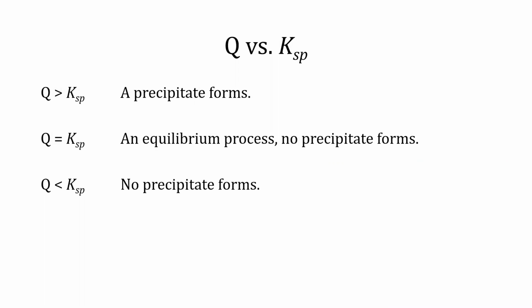If Q is greater than KSP, a precipitate forms. If Q equals KSP, an equilibrium process, and no precipitate forms. If Q is less than KSP, no precipitate forms.